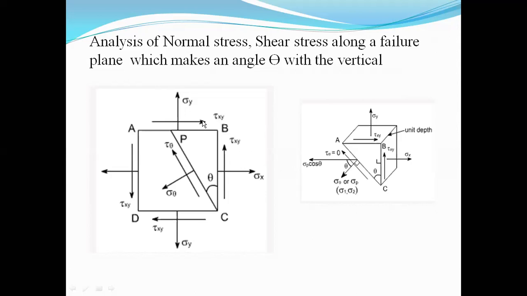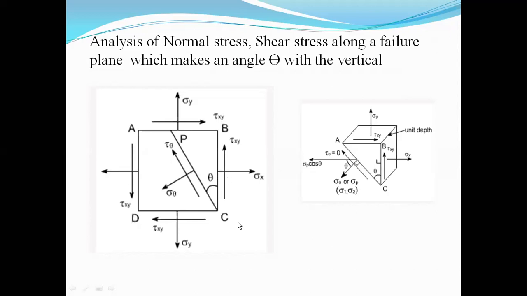So tau xy, and instead of yx we use tau xy because both are equal. It doesn't make any difference. Now this is the failure plane. Let's analyze the normal stress and shear stress along a failure plane. The plane makes an angle theta with the vertical. On this failure plane, sigma theta is the normal stress and tau theta is the corresponding shear stress, because the block fails like this. That's the reason we need to analyze along the failure plane. Hope you understand that.